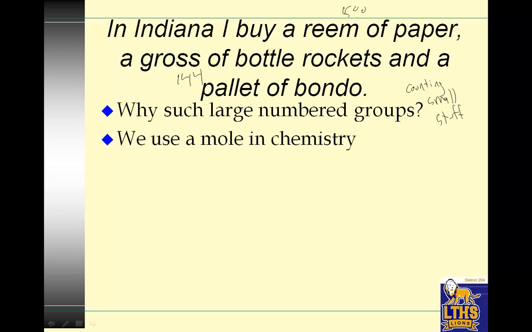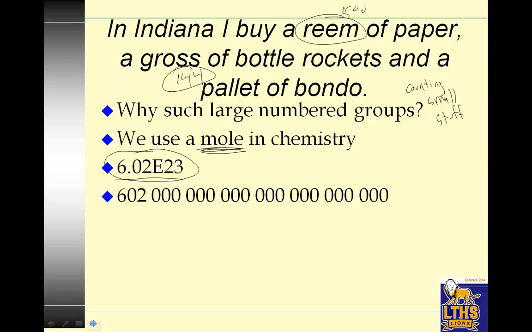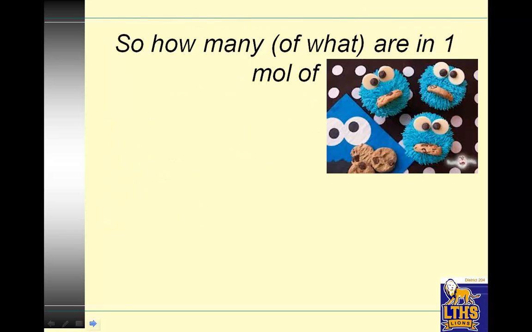So we use a mole in chemistry. That's the name of it, a mole. The number of particles in a mole is 6.02 times 10 to the 23rd. So if I have a mole of atoms, I have 6.02 times 10 to the 23rd. If I had a ream of atoms, I would have 500 atoms. If I had a gross of atoms, I'd have 144 atoms. But if I have a mole of atoms, I have 6.02 times 10 to the 23rd atoms. That's a big number. Why is it so big? Because atoms are so small.